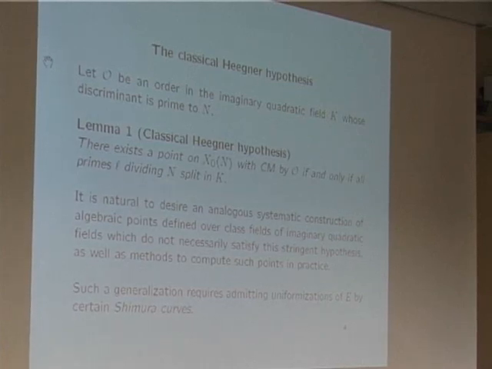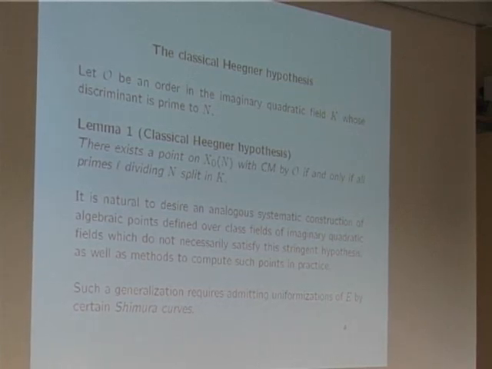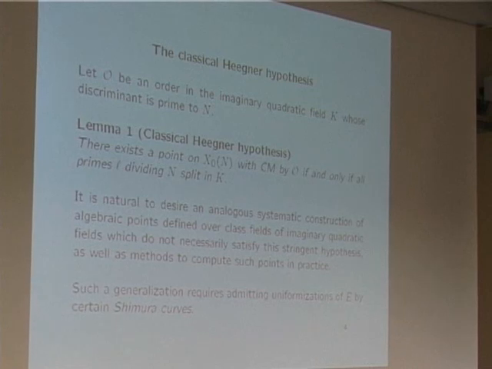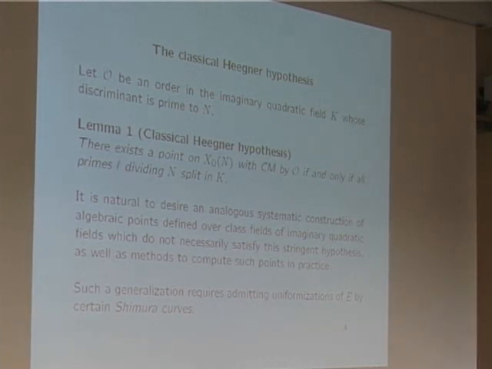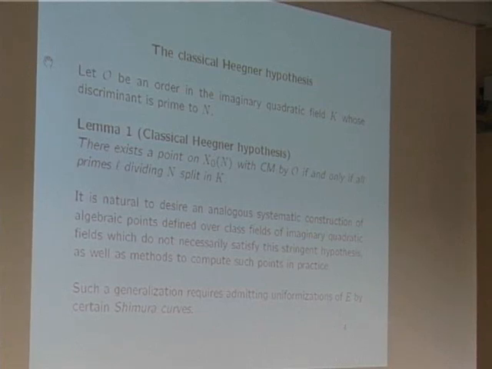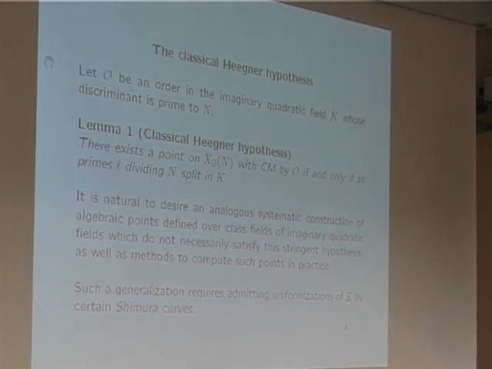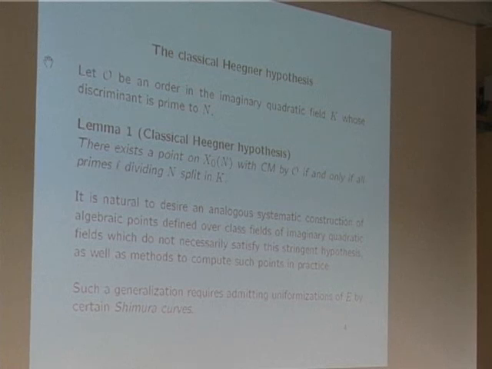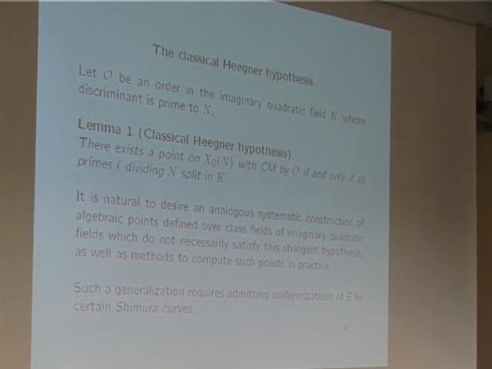Now, this is a fairly stringent hypothesis, and it would be very nice to have an analogous systematic construction of algebraic points defined over class fields of imaginary quadratic fields which don't necessarily satisfy this particular brand of Heegner hypothesis. Not only that, we'd also like methods to compute these points in practice if possible.